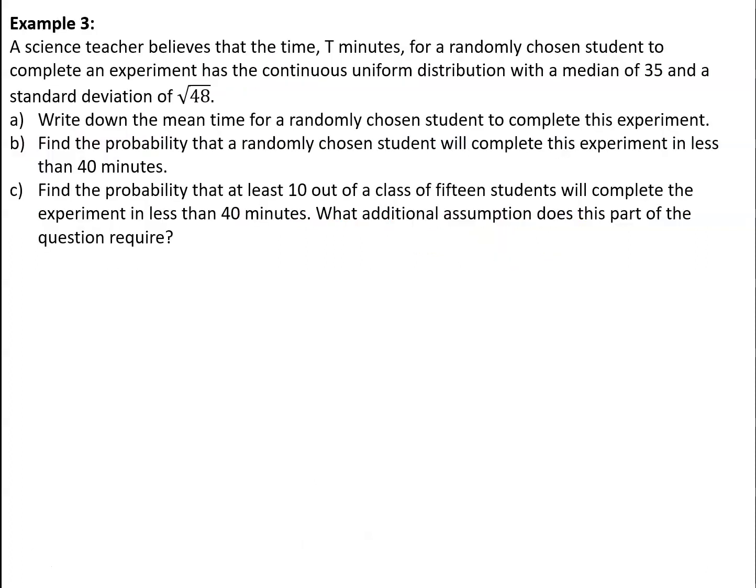So a final example then. A science teacher believes the time t minutes for a randomly chosen student to complete an experiment has the continuous uniform distribution with a median of 35 and a standard deviation of root 48. We've got to first of all write down the mean time for a randomly chosen student to complete this experiment. Well, if it's got the continuous uniform distribution, it's certainly symmetric, so the mean time is the same as the median time, so the mean time must be 35 minutes.